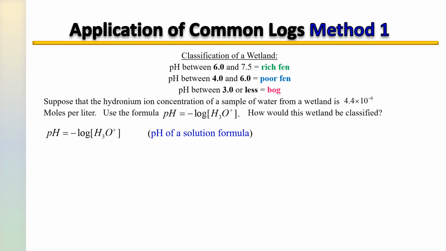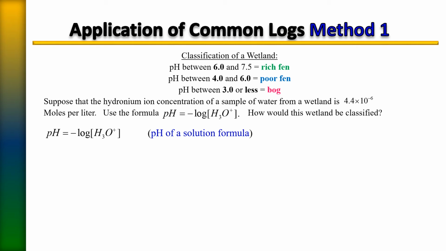Here's another application type problem. It says, suppose that the hydronium ion concentration of a sample of water from a wetland is 4.4 times 10 to the negative 6 moles per liter. Again, they gave it to you in scientific notation form. It says to use the pH formula so that you'll be able to classify, according to the pH that you get as your answer, where it falls in terms of the classification of wetlands.